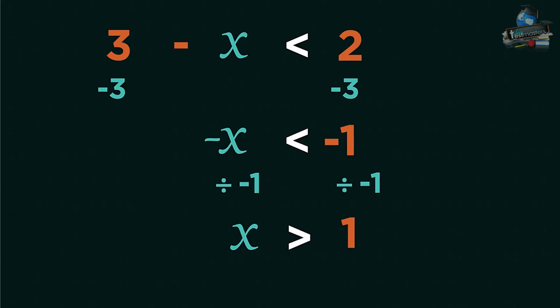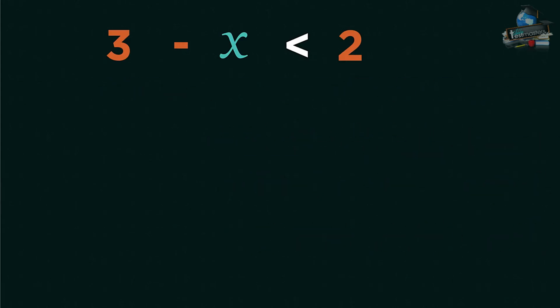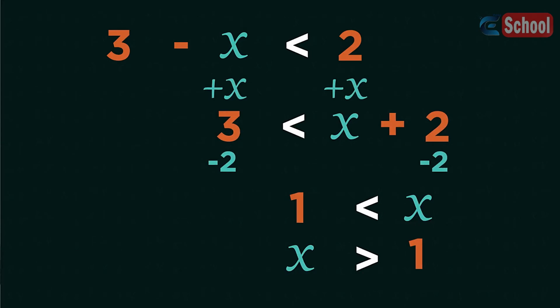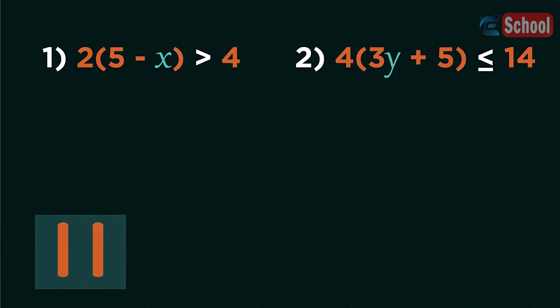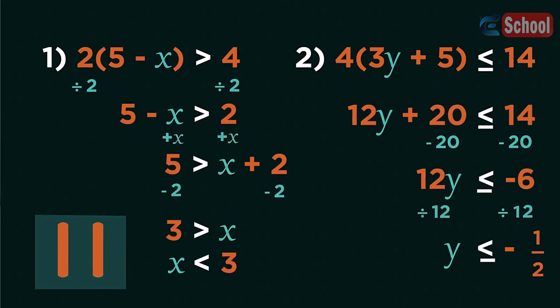But we can just avoid this completely like we did in the first method and focus on moving the x to become positive earlier on. I definitely prefer this method. Here are 2 inequalities for you to solve. Pause the video, solve and click play when you're ready. How did you get on?